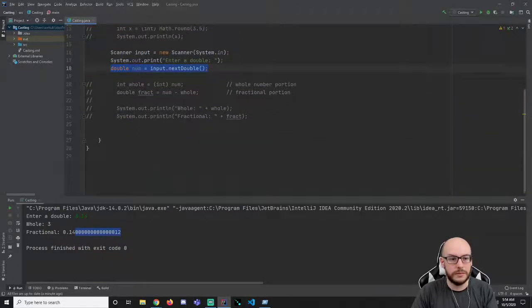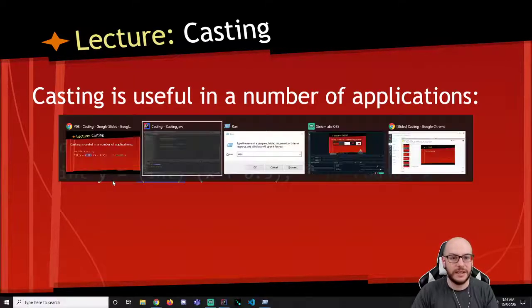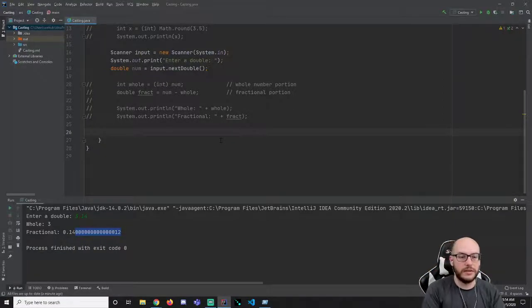So we're getting a double. I'm going to use this technique where I take my double, add 0.5, then cast that and see how it rounds. Okay, so I've already got my double. I just want to round it.